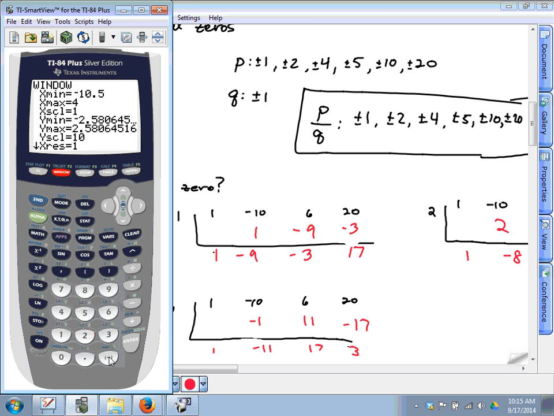I've messed up my window pretty bad, so I have to fix it. Let's do negative 23.5 to 23.5 for x. I'm going to do negative 10 and positive 10 for my y min, y max. Change the scale to 1. Boom! There we go.